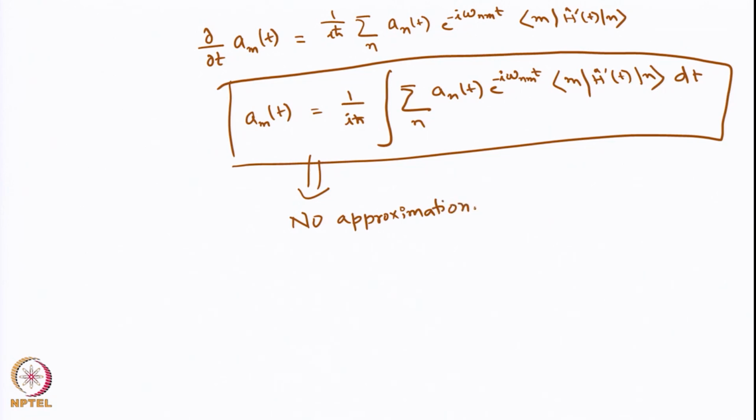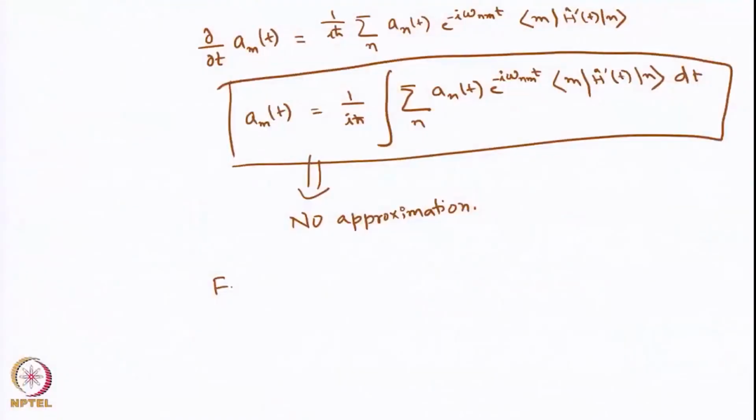Now, unfortunately, this equation involves n coupled differential equations. So, if there are total n coefficients, each mth coefficient will depend on the rest of all the coefficients. So, you will get a series of coupled differential equations. Totally, if you have 10 such coefficients or 10 such wave functions, then you will get 10 coupled differential equations. If you have 20 of them, then you will get 20 different coupled differential equations which are going to be very difficult to solve.